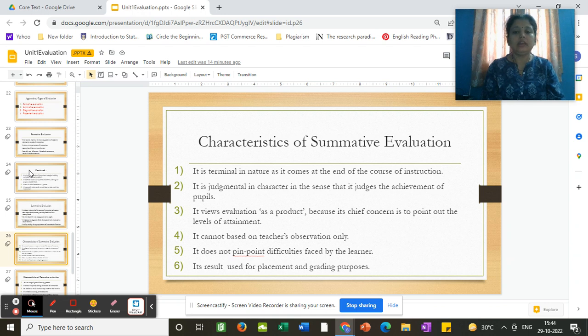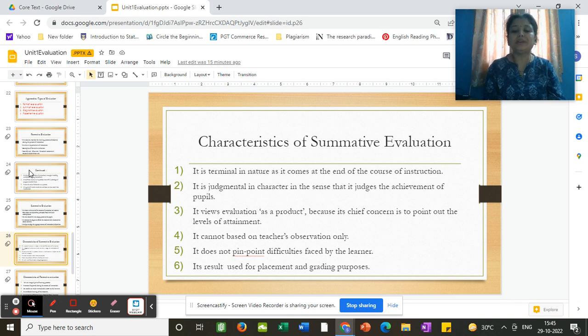Then next, it cannot be based on teachers' observation only. Here the major concern is the attainment of the content knowledge, so teachers' observation only can't help in evaluating it. Then next, it doesn't pinpoint difficulties faced by the learner, because here the major concern is the attainment or the achievement. There we don't focus upon the weaknesses of the student.